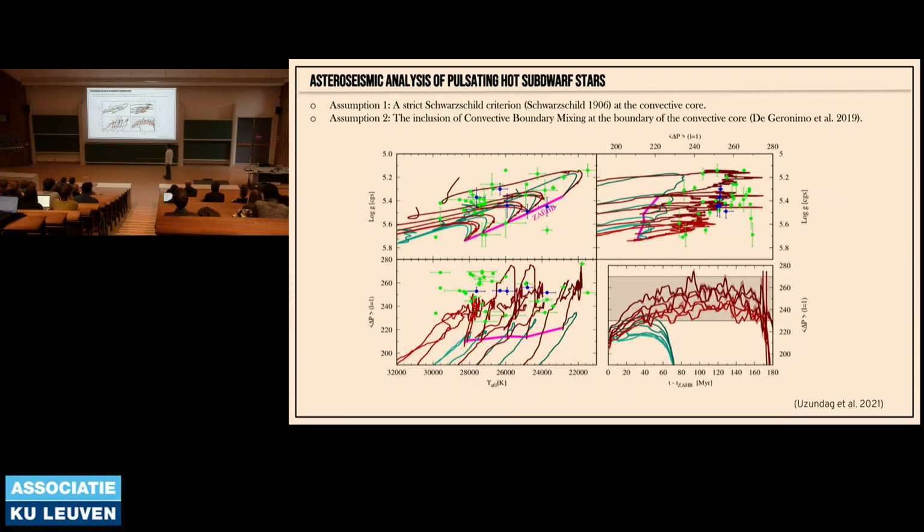And what is really important, we tested two assumptions. One of them is that we applied to the models a strict Schwarzschild criterion. So this is basically the lowest mass that burns helium into carbon and oxygen. The other one is that we include some convective boundary mixing.